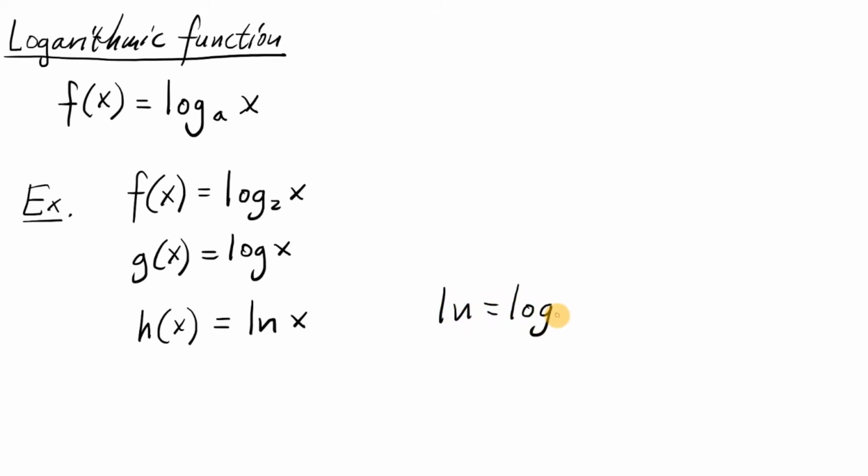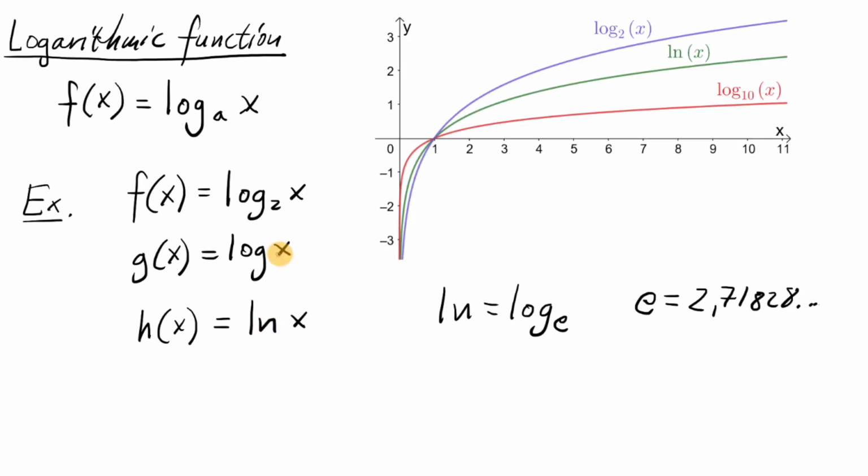for Euler's number. Euler's number is an important number in mathematics, having an important role just as pi, for example, has. And it's equal to 2.7182, with infinitely many decimals. This is an irrational number. We will not talk so much about Euler's number in this course. This one is also called the natural logarithm. And here we have some examples of logarithmic functions, for log base 2, log base e, and log base 10.